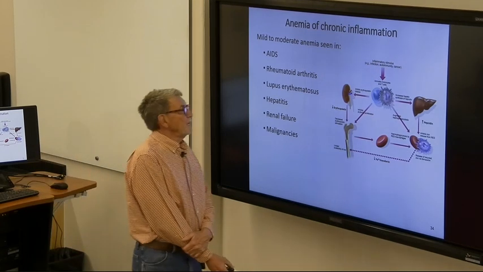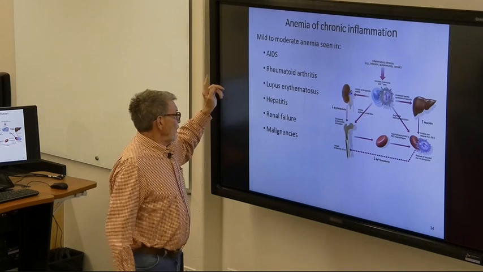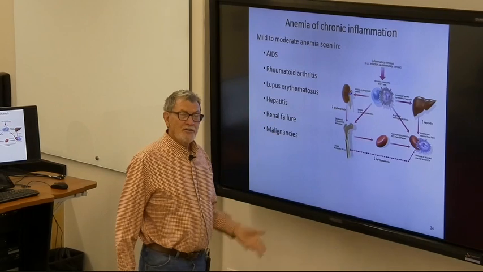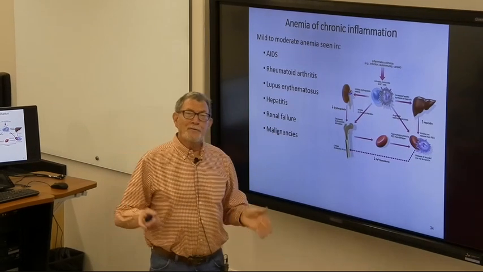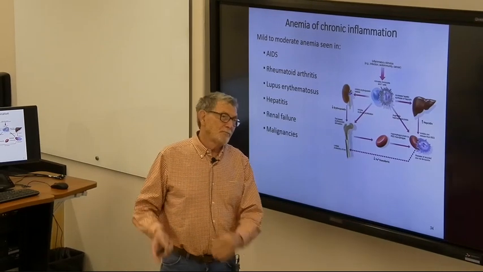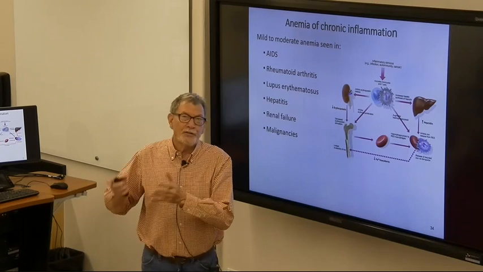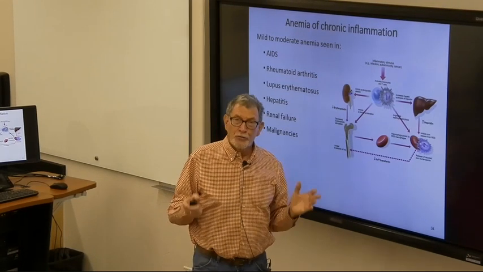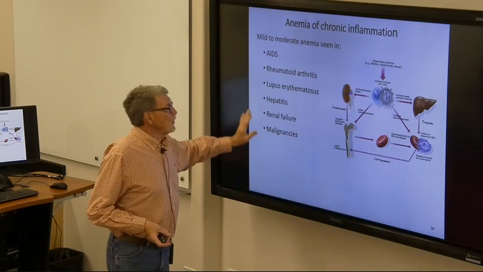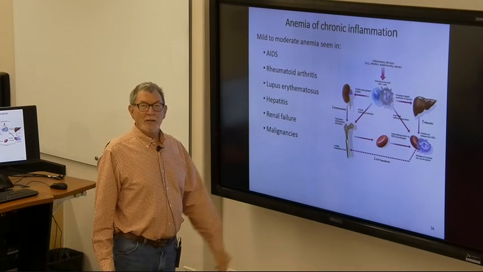Chronic inflammation, if you have lupus, if you have cancer, hepatitis, AIDS, those things will affect your bone marrow's ability to utilize iron to make hemoglobin. It'll affect the ability of the red blood cells to do their job. It may cause them to break down quicker. And as a result, these conditions are often accompanied by anemia.